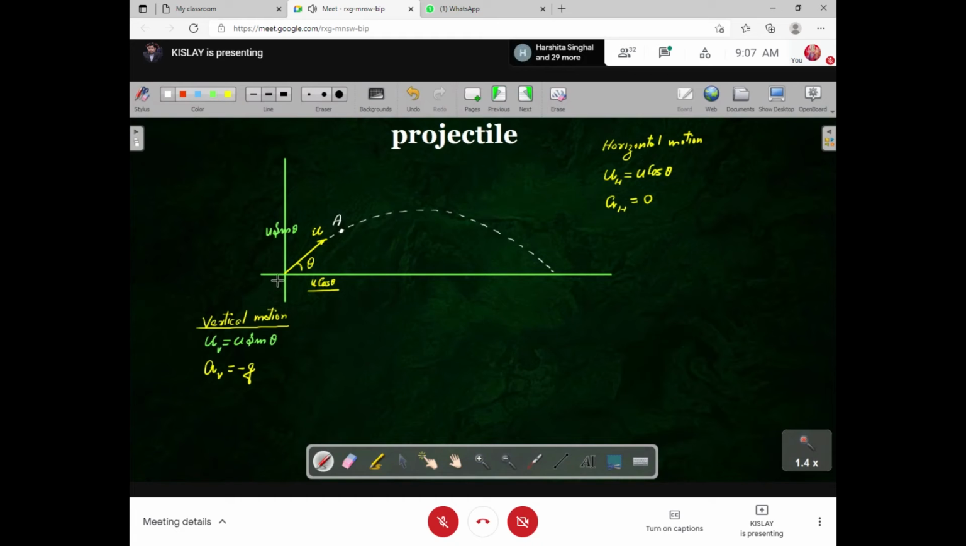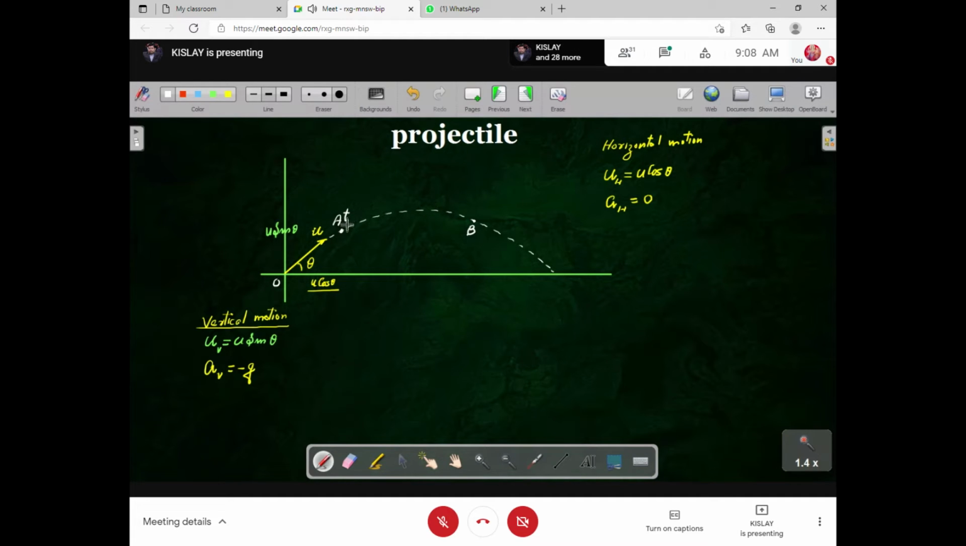I have taken this as 0. O is point A. What will be its velocity, here or anywhere on the path? Suppose this is B point. At time T, the object is here.